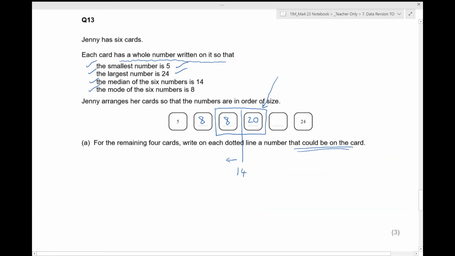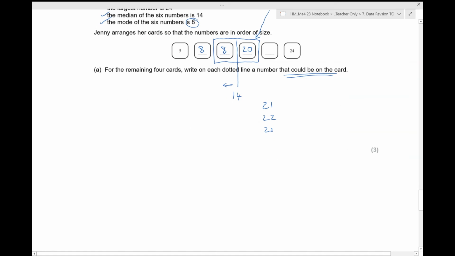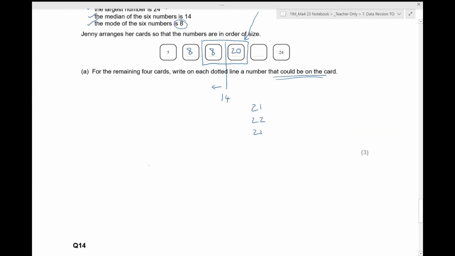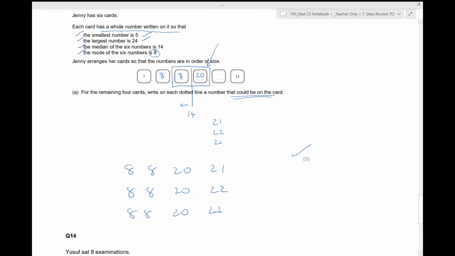Now, what could be on this last card here? Could it be a 20? It couldn't be a 20, because if it was 20, then the mode wouldn't be 8, or only 8. There would be 2 modes, 20 and 8. Could be 21, though, couldn't it? Could be 21, could be 22, could be 23, can't be 24 because of that mode. So there are a few possible answers here. You can have 8, 8, 20 and 21, 8, 8, 20 and 22, 8, 8, 20 and 23. Nice 3 marks.